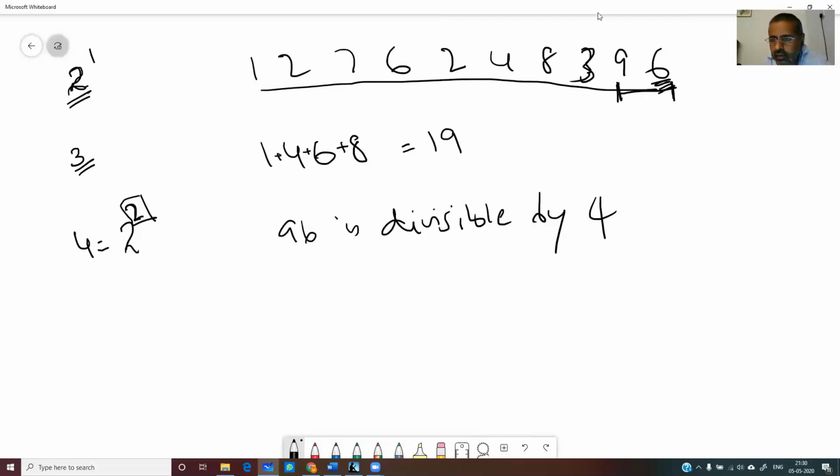Now logically, how do you check whether it is divisible by 8? 8 is 2 cubed. So we look at only the last 3 digits. If the last 3 digits are divisible by 8, then we say it is divisible by 8. So now let's check that. 396. We're looking only at 396. 396 divided by 8. Is it divisible? It is not divisible, which means this whole number is not divisible by 8.